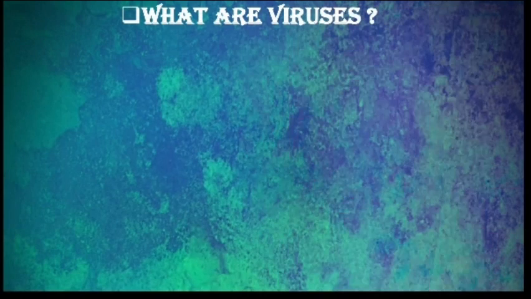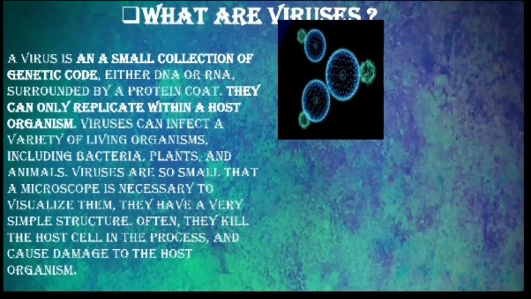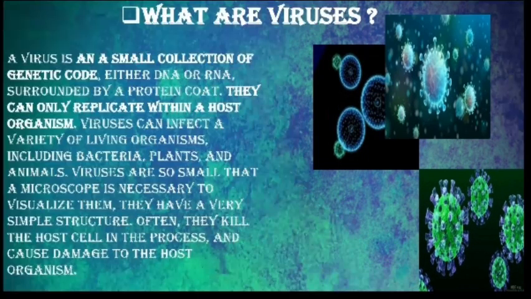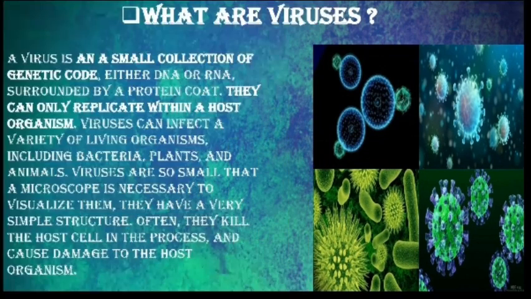What are viruses? A virus is a small collection of genetic code, either DNA or RNA, surrounded by a protein coat. They can only replicate within a host organism. Viruses can infect a variety of living organisms, including bacteria, plants, and animals. Viruses are so small that a microscope is necessary to visualize them. They have a very simple structure. Often, they kill the host cell in the process and cause damage to the host organism.